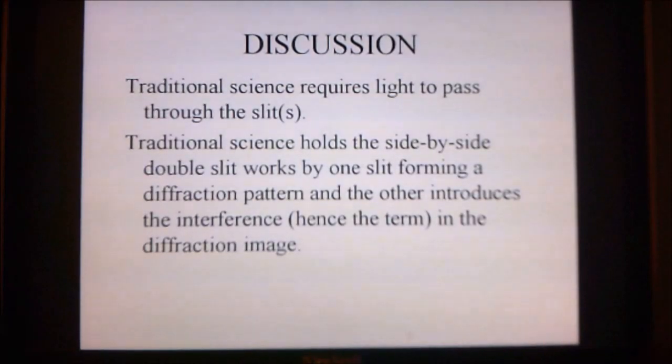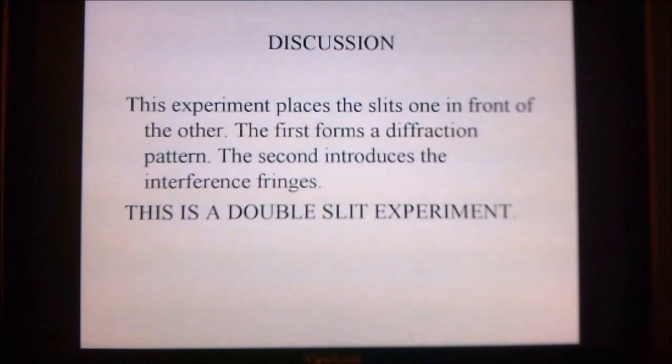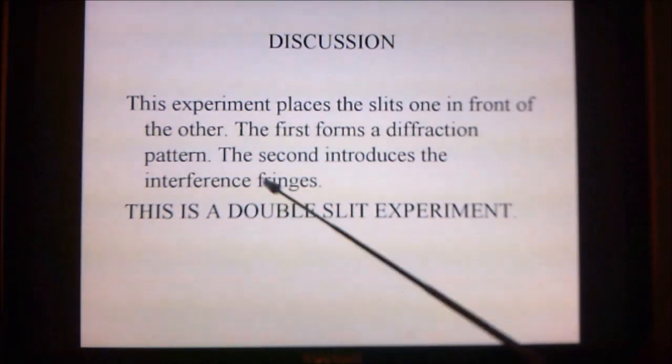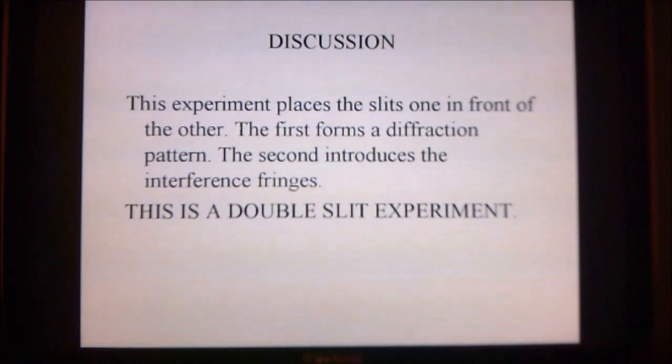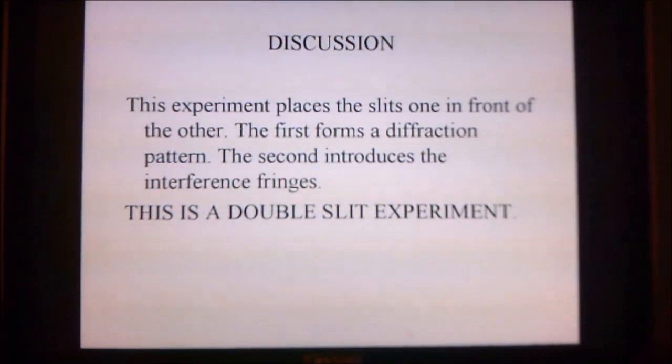Traditional science requires light to pass through slits in order to form the interference pattern. This experiment places the slits one in front of the other, but we still have a diffraction image, and we still have a second slit that is causing the diffraction pattern to go through an interference pattern. The second introduces the interference fringes. This is then a double slit experiment, just not what you usually think of as one.